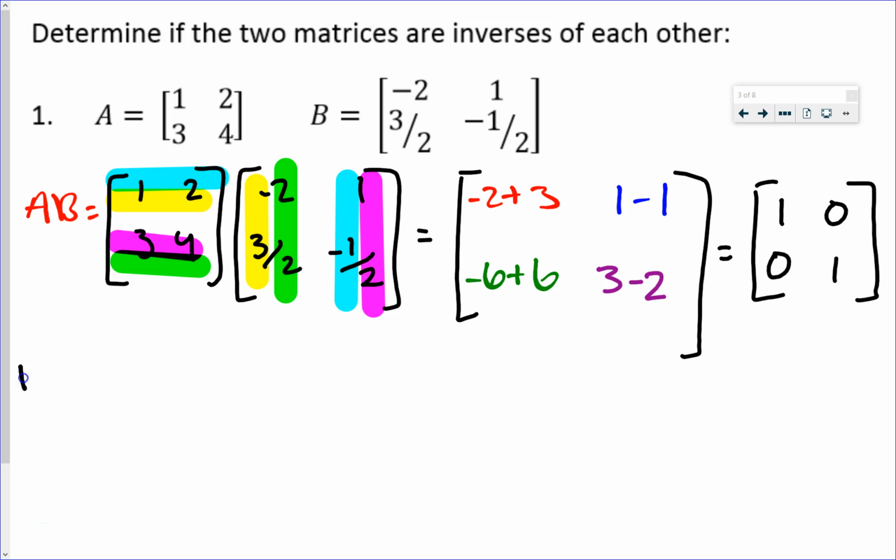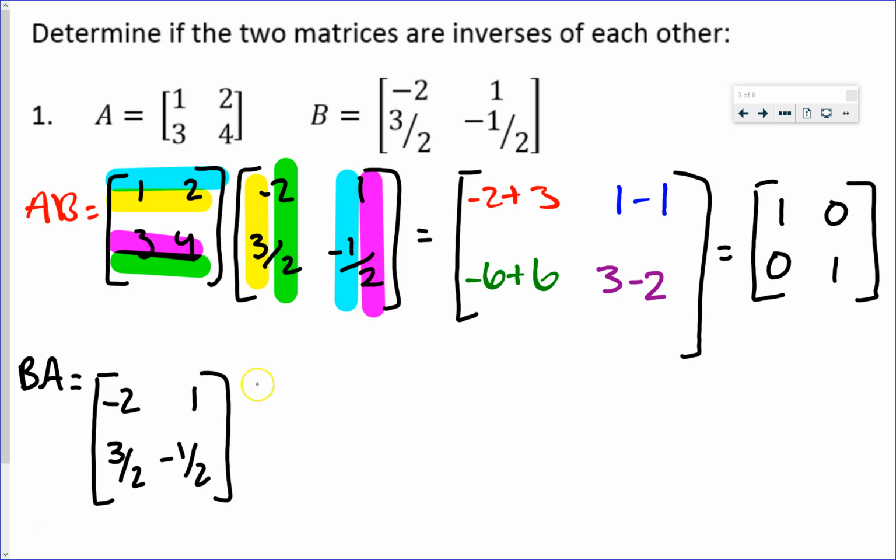Okay? So now we have to do B times A. So we have negative 2, 1, 3 halves, and negative 1/2. We're going to multiply that with 1, 2, 3, and 4.